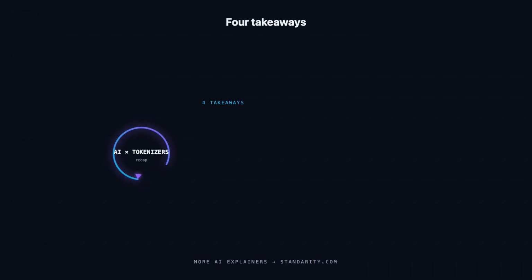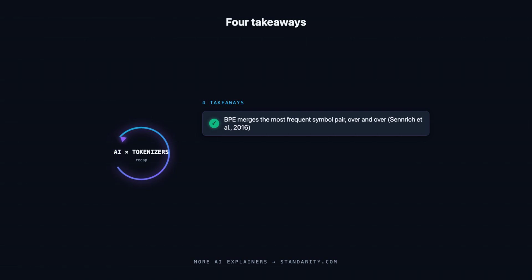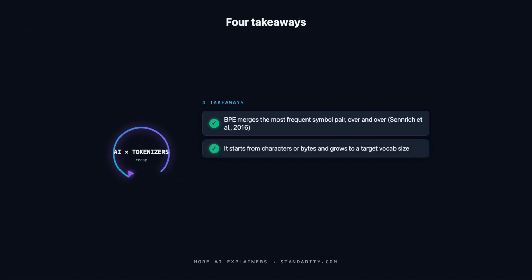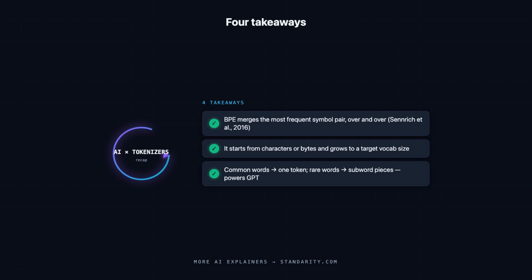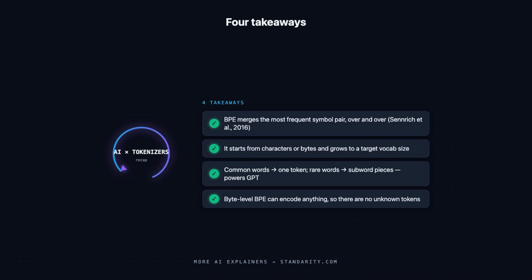Alright, let us lock in the essentials. This tokenizer builds a subword vocabulary by repeatedly merging the most frequent adjacent pair of symbols. An idea from a paper by Sennrich and colleagues in 2016 that adapts a much older compression algorithm. It starts from characters or bytes and grows the vocabulary until it hits a chosen target size. Common words become single tokens while rare words split into pieces, which is why it powers GPT and so many other models. Because a version running over raw bytes can encode anything at all, from emoji to obscure scripts, there are genuinely no unknown tokens left in the model.